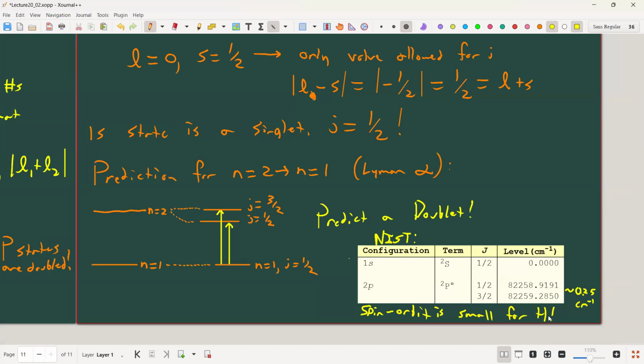So this line actually splits again because of the nucleus, and the splitting, instead of 0.25 wave numbers, is closer to 2.5 times 10 to the minus 5 wave numbers. Tiny splitting, but it's observable in the microwave. Called the hydrogen recombination line. It's one of the brightest emitters. This 1310 megahertz hyperfine line of hydrogen. One of the brightest emitting radio lines in the universe, right?